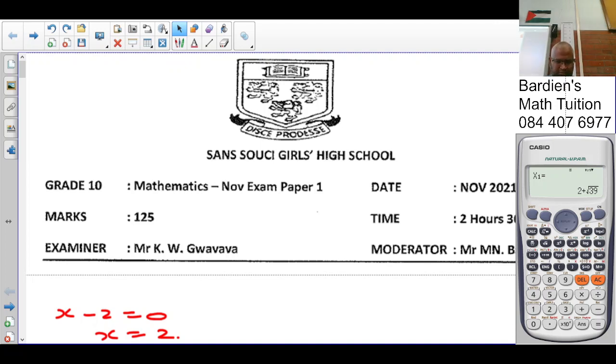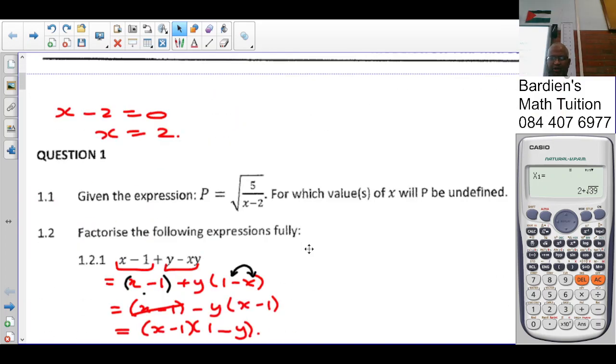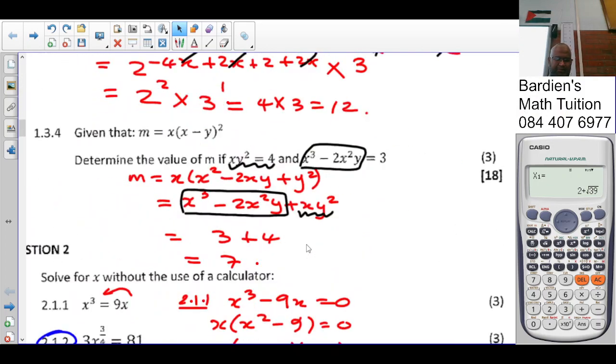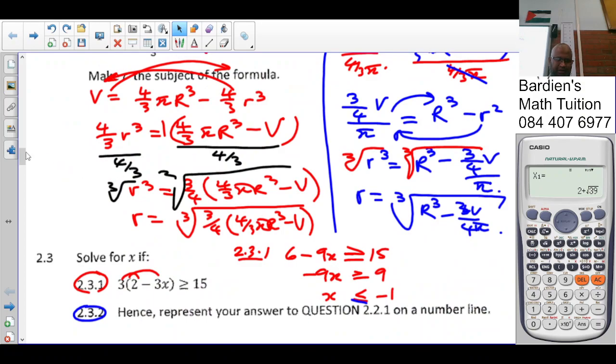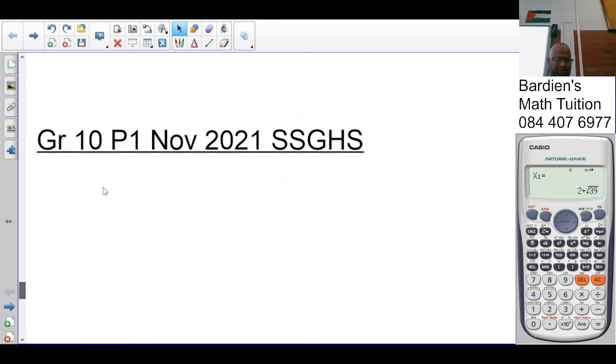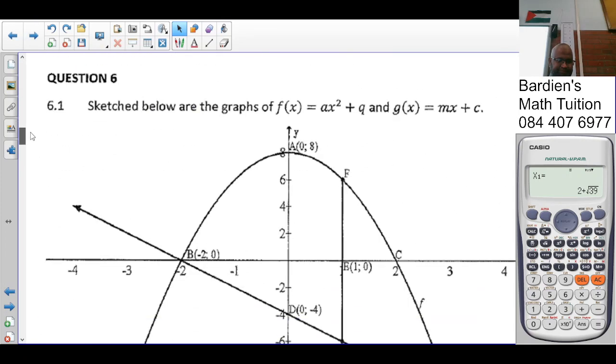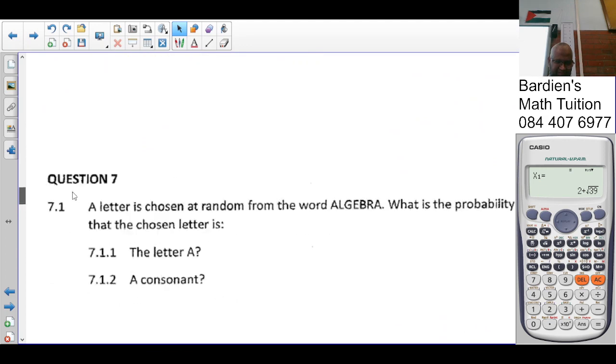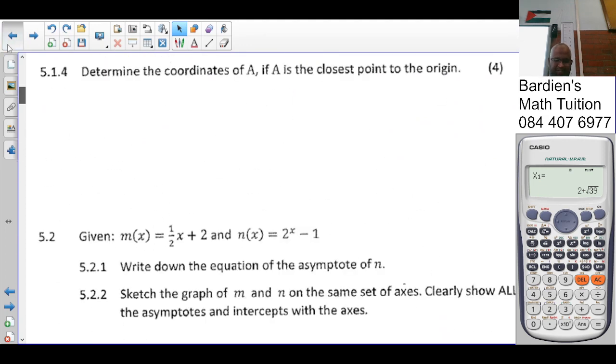Okay, good morning class. So at this point we're looking at the November paper 1 of 2021. This is last year's grade 10 paper. This is our third video, so we should be coming to the last third of the paper. You're busy with graphs and then the probability section that is left.